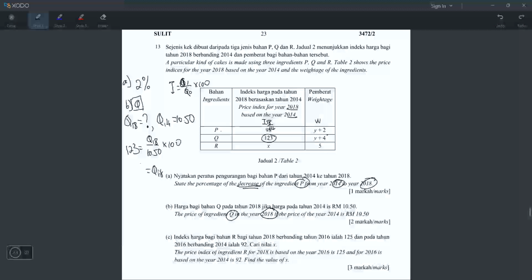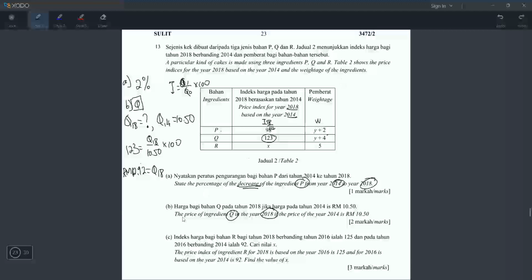So now you can find the Q18. You just move 123 divide 100 times 10.5. So the answer is 12.915. But this is price. Price should always be 2 decimal places only. So 12.915, so 12.92. Don't forget to write RM, because it's a price.